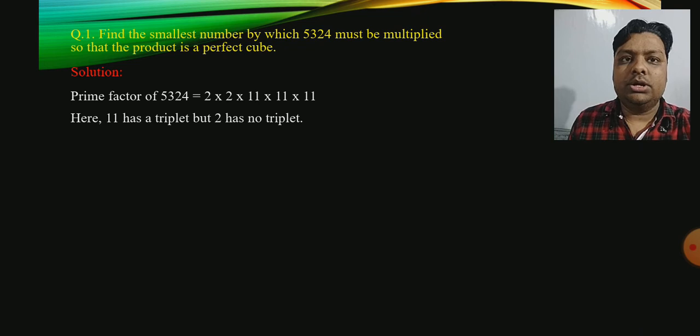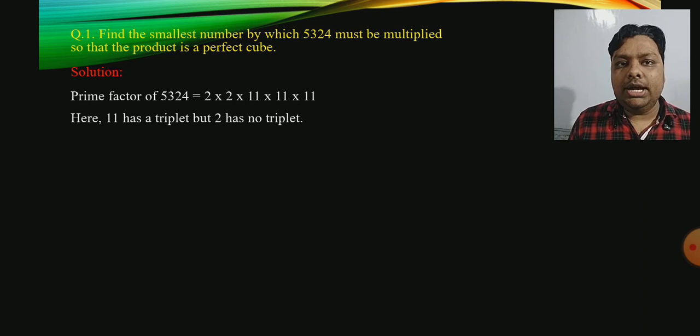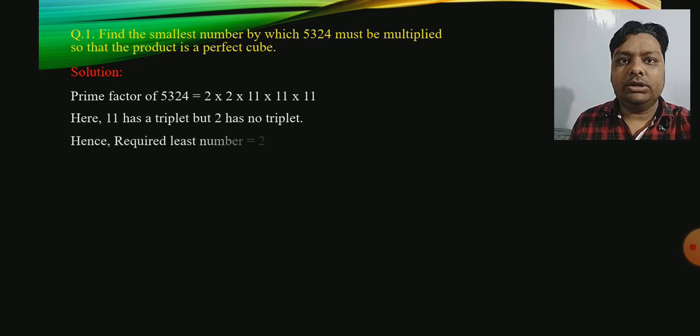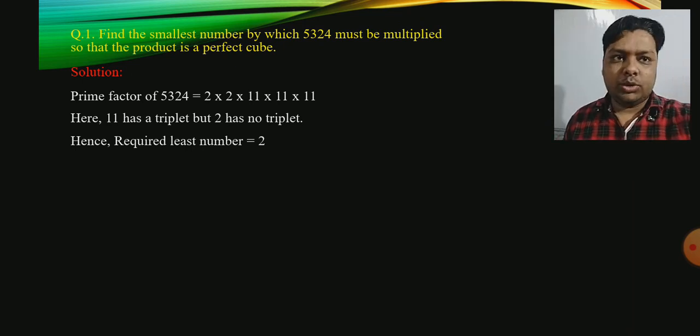So if we multiply this number with one more 2, then in this case we will get the perfect cube. So the required smallest number will be 2. I hope that you all have understood. So let's see one more question, students.